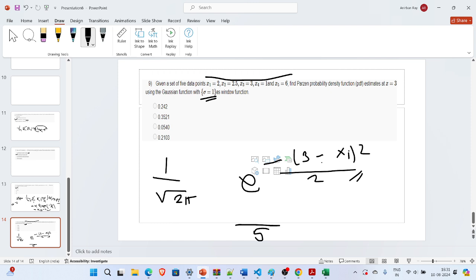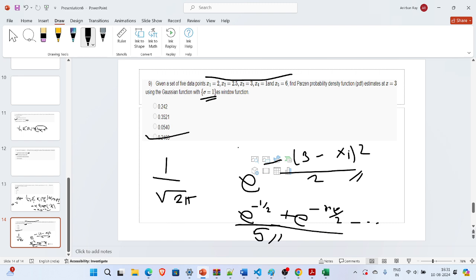First is 2. As you put 2, it is e to the power minus half. A calculator has to be used here, no other way. E to the power minus 0.25 by 2, like that. So keep doing it, sum over and then divide by 5, and you get the answer. Okay, the answer is this one.